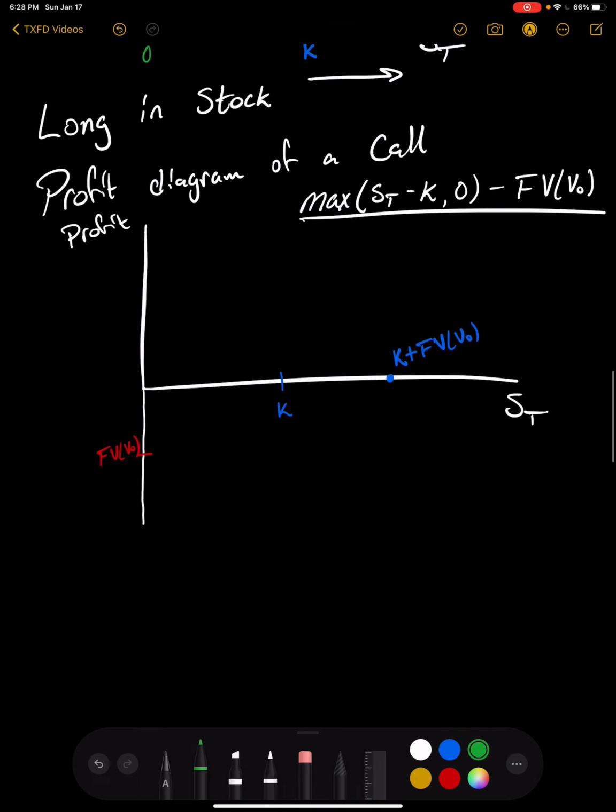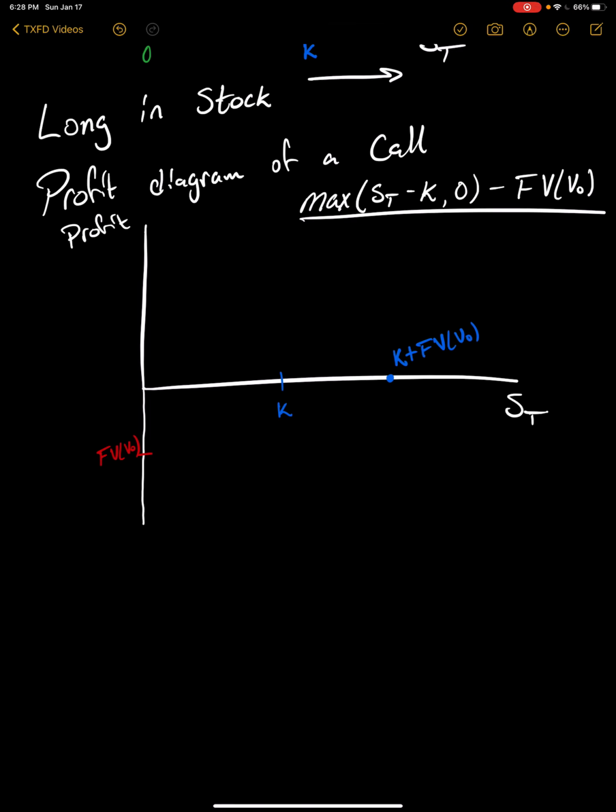Again, we're going to start out in green, down here, because the worst we can do is when the stock is worthless. K is greater than 0, and so we're just going to lose the future value of our initial cost. It stays flat until we hit K, until we hit the strike. Now we're going to start increasing up until we hit the value of the strike plus the future value of the cost, and now we've got a positive profit. We're going to keep going up, and that's the profit diagram.